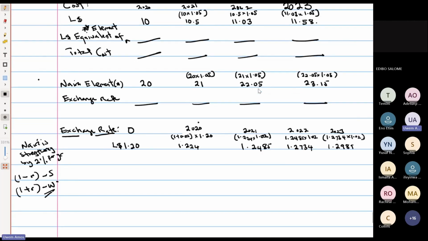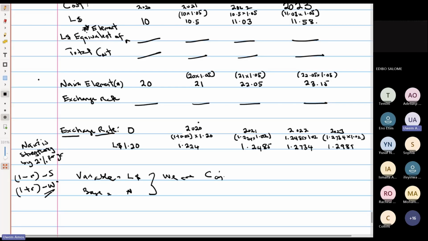So now that we have done our exchange rate, let's convert. So we said that based on the exchange rate, the variable is Nigerian dollar. The base is Naira. What are we converting? Are we converting the variable or the base?